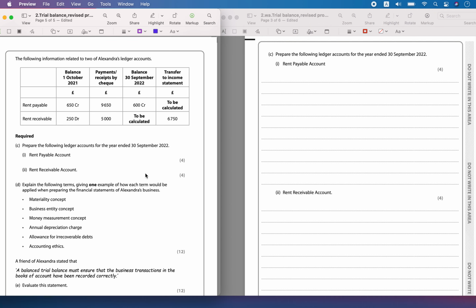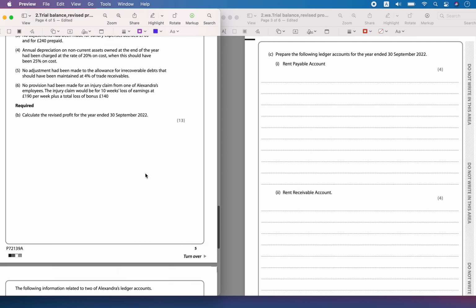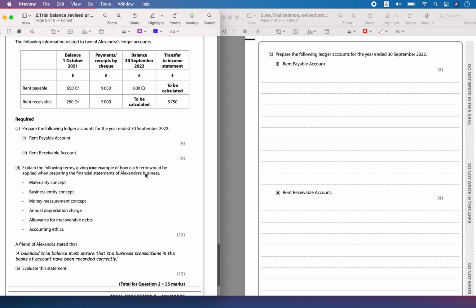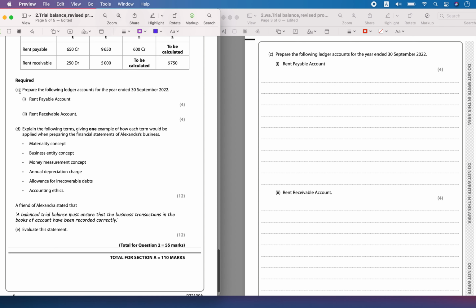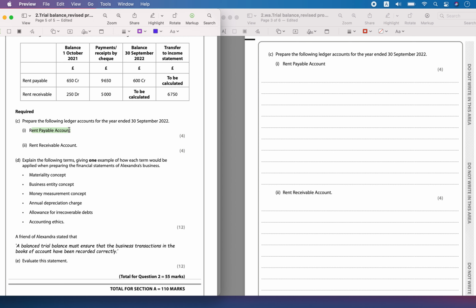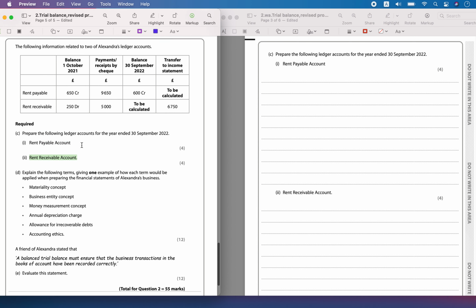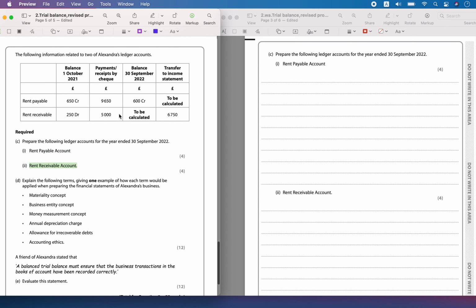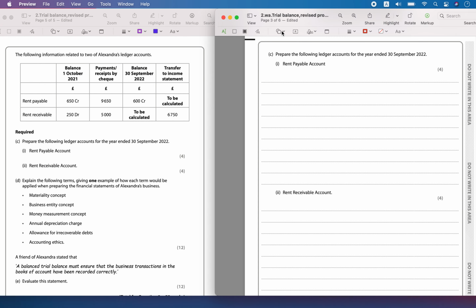Hello, today we are going to prepare the October 2022 paper, question number 2, Alexandra's business, part C. Prepare the following ledger accounts for the year ended 30th September 2022. So it is a rent payable account and preparation of a rent receivable account. They have given some information which is available from Alexandra's ledger account. So let's prepare the rent payable account.